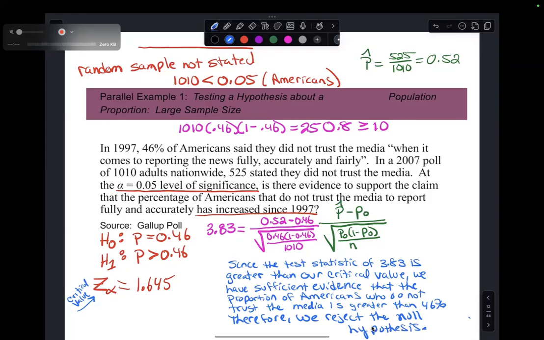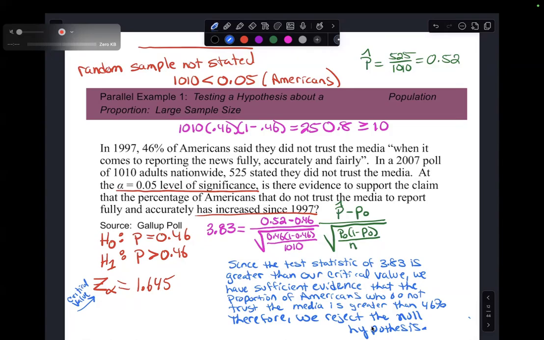Now that's a lot of words, and it's a lot. I am absolutely okay with you just saying, on your conclusion on your test, we reject the null hypothesis because the test statistic is greater than the critical value. If that's all you said to me, you would get full credit on that. Well, I mean, you'd have to show me everything else as well, but I would be fine with that conclusion. This is kind of the formal conclusion. If I was writing a paper, this is what I would write.